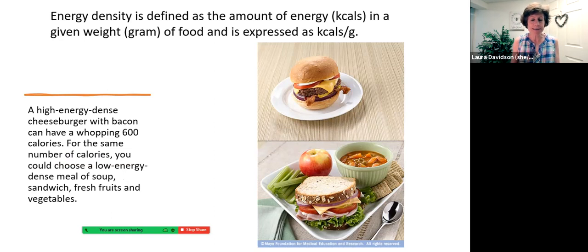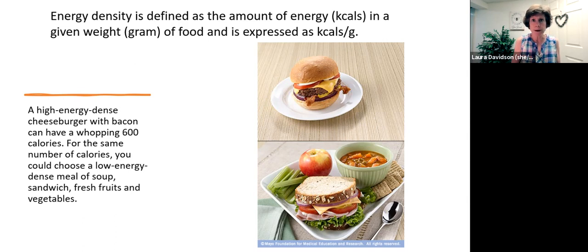Now, energy density is almost the flip side of nutrient density, but not quite. When we talk about energy density, we're describing the calories per the weight, okay, or kcals per gram. A high energy dense food is typically packed with a lot of fat and added sugars since they add so many calories. Low energy density foods tend to have more fiber and fluid, more bulk.